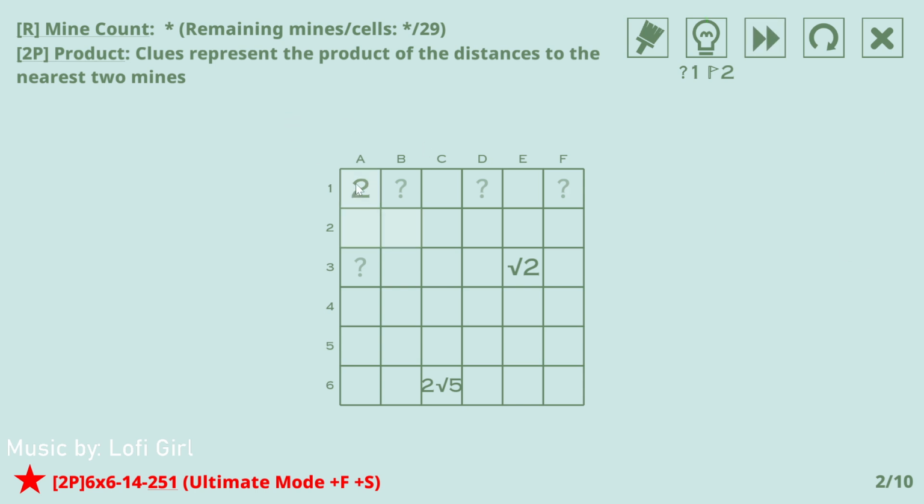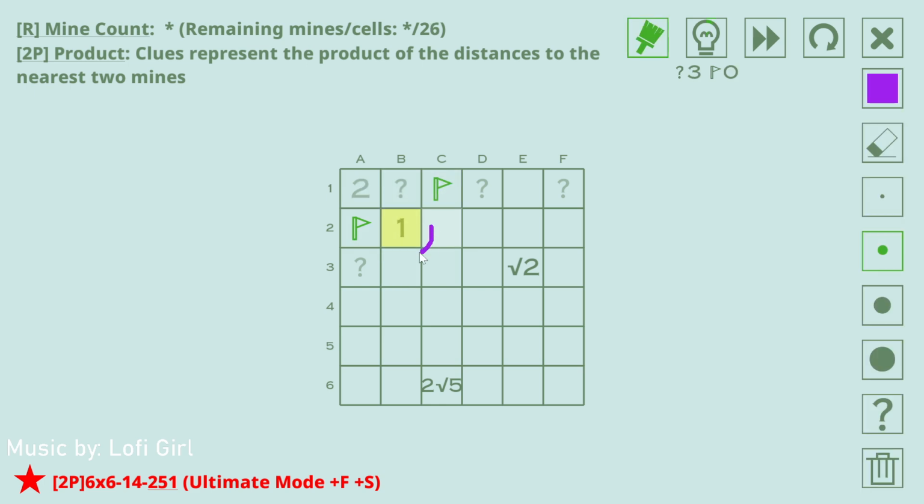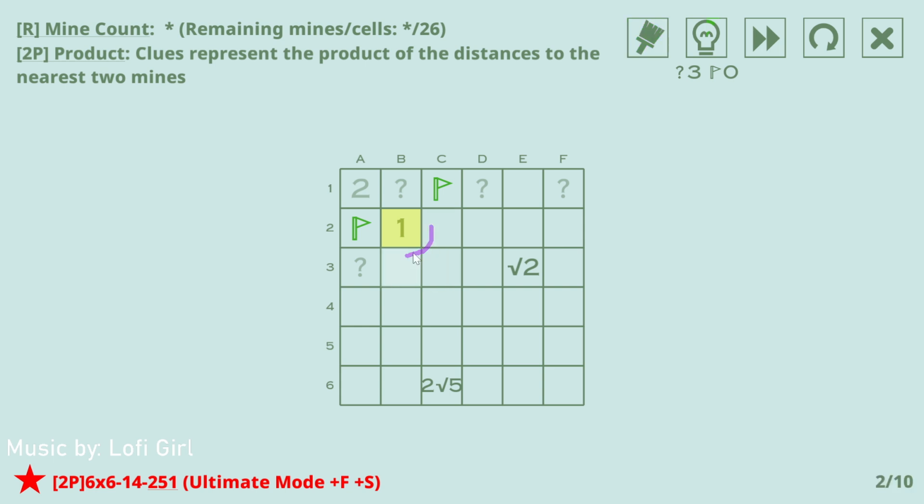Alright, let's keep going. This 2 can't be a root 2 times root 2, so it's a 1 times 2, so that's a mine. This 1 implies there's 1 mine there. I can do stuff? Is it this? Wait, what? That did not give me any information. What?